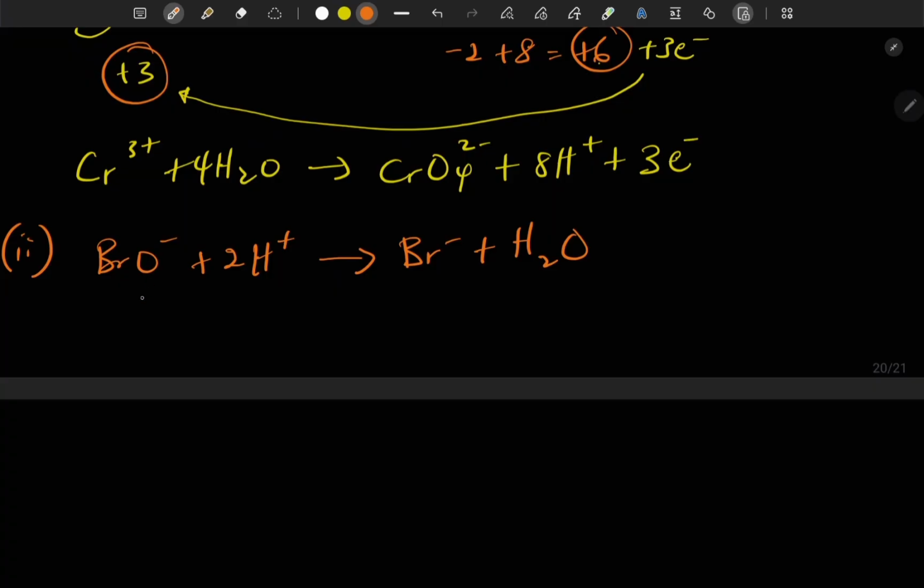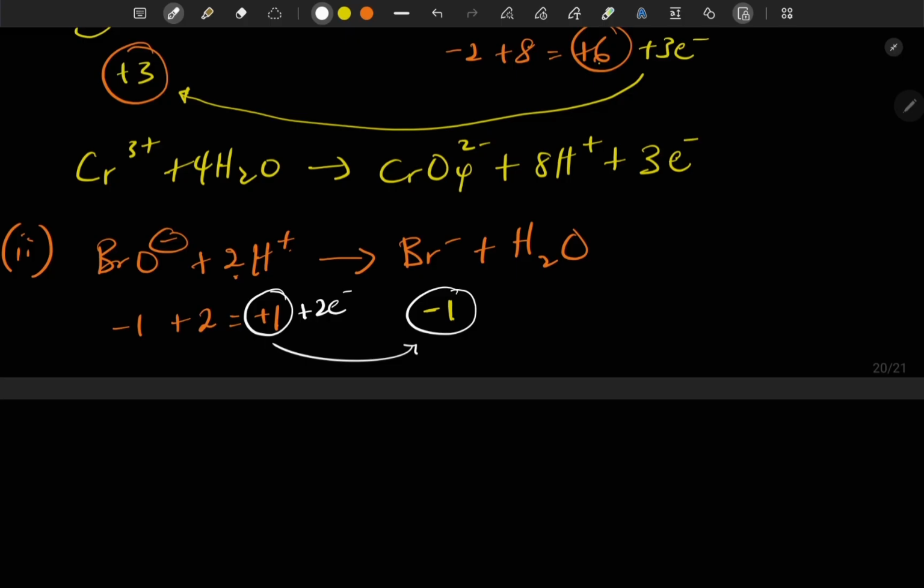At the left hand side, we have -1 plus 2 times +1, that's +2, and that is +1. At the right hand side, we have a total charge of -1 because water is neutral. So here we have +1, here we have -1. In order to lower this +1 to -1, we need to add 2 electrons because electrons are negatively charged. So +1 minus 2 will give us -1.